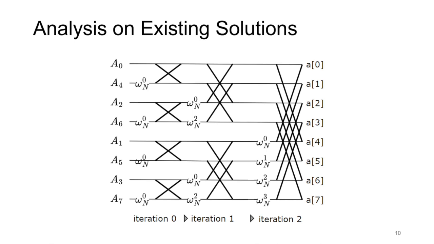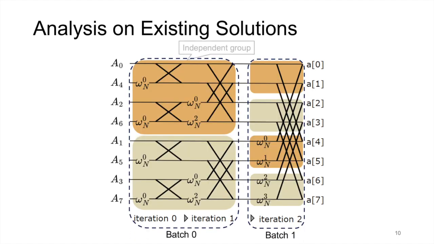The NTT computation can be parallelized by dividing iterations into batches, such that each group of independent butterfly operations works on a subvector. Each of such independent groups is naturally mapped to a GPU block for parallel computation.